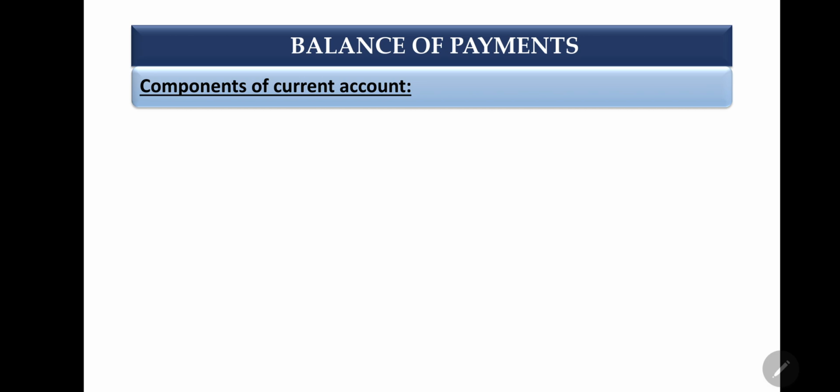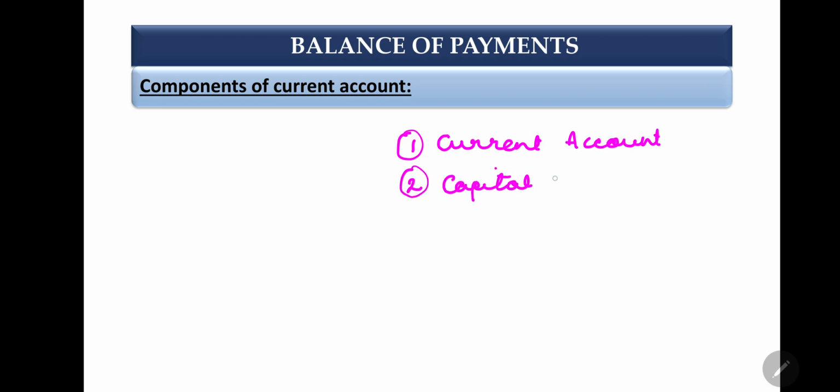All transactions of the BOP can be broadly classified into two accounts. One is current account and the second one is capital account. First one is current account, second one is capital account. So now we'll be studying about the components of current account, and then we'll be going into details about components of capital account.